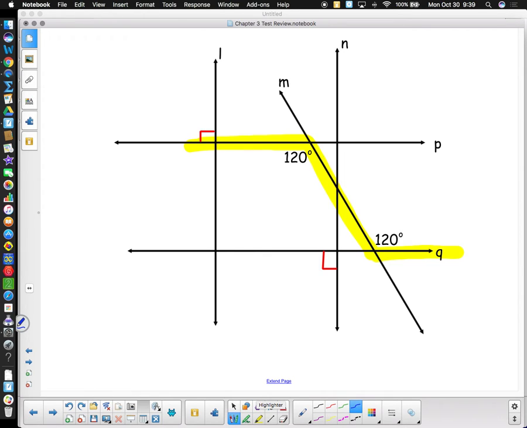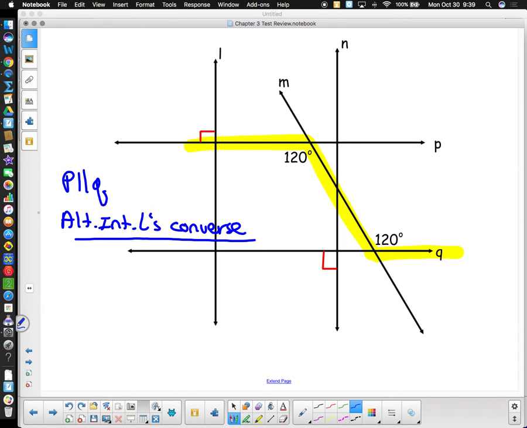So P is parallel to Q by the alternate interior angles converse. Okay, and that's all I have.